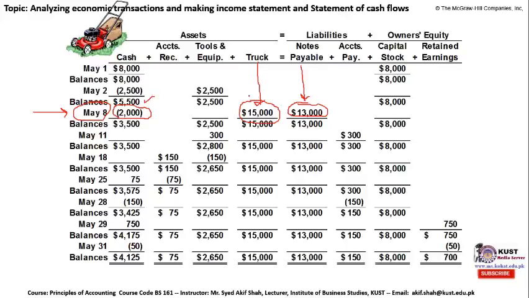However, the cost or price of the truck is $15,000. Therefore, the company has signed a legal document, a legal promissory note, to pay out this amount in future. This is the reason it has been mentioned under the column of notes payable. Similarly, on May 11, $300 is added in tools and equipment and $300 is added under the column of accounts payable. It means that the company has purchased tools and equipment on open account, not on cash payment.